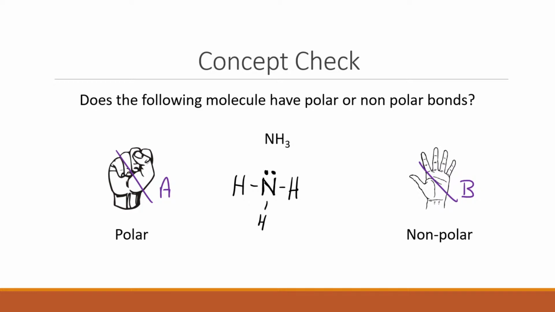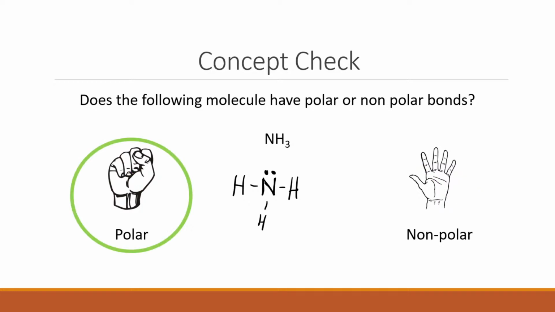Here in this molecule, we have polar bonds. N connected to H 3 different times makes all of these bonds polar. It's not the same thing. In order for a bond to be nonpolar, we need the same thing connected. If there's two different elements connected, it is a polar bond.